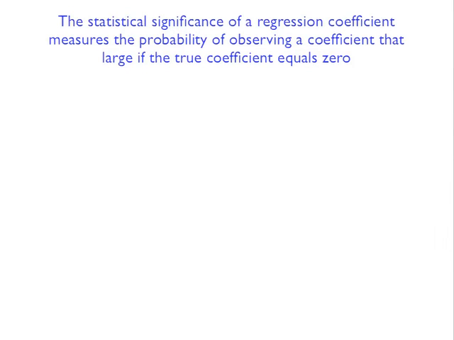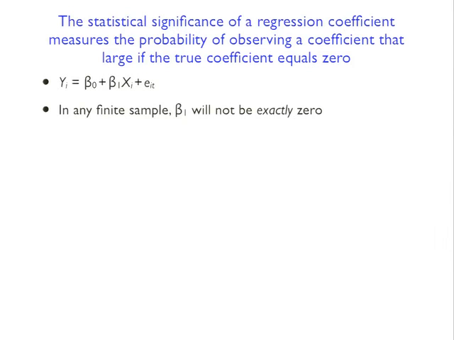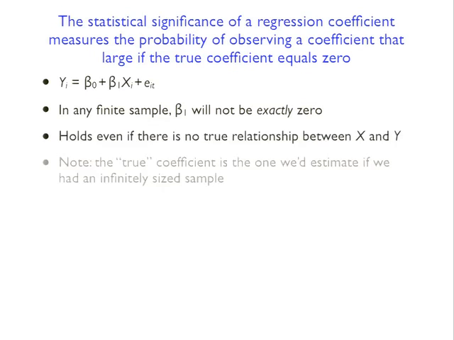And so we can imagine that even if we have this equation that y_i is equal to beta_0 plus beta_1 x_i plus epsilon_i, we can imagine a case in which the true population beta_1 is equal to 0, but in some finite sample, beta_1 is not going to be exactly equal to 0. So even if there's no true relationship between x and y, and by the true relationship we basically mean what coefficient we would estimate if we had an arbitrarily large or infinitely sized sample.